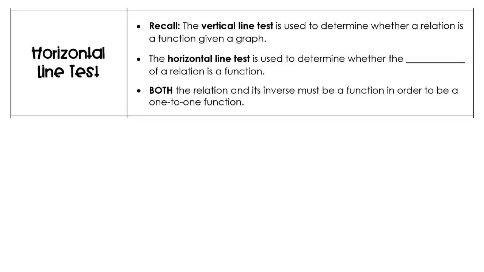Okay, so we have a couple of tests that we can use. Notice the first test they remind us of is the vertical line test, and that's just used to tell whether or not our graph is a function. Now the horizontal line test determines whether or not the inverse of a relation is a function. So here we're talking about the inverse when we do horizontal. And both the relation and its inverse must be a function in order for you to have a one-to-one function.